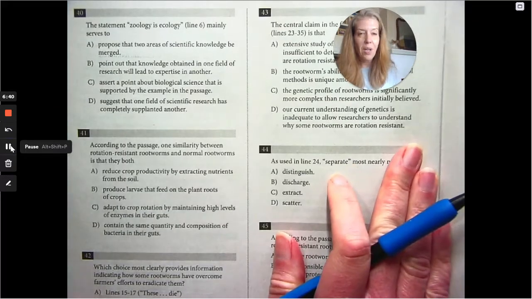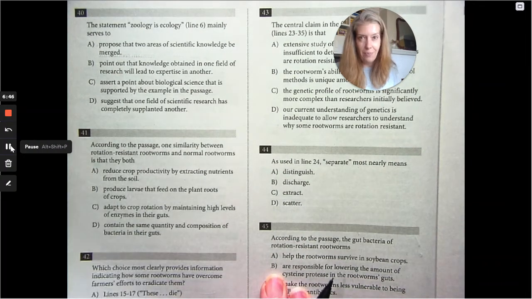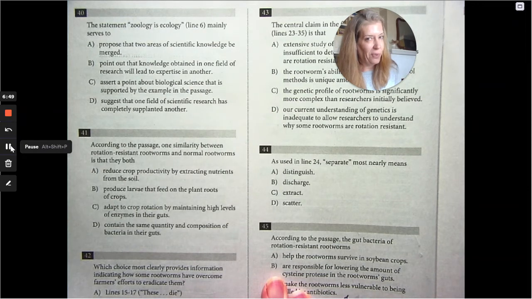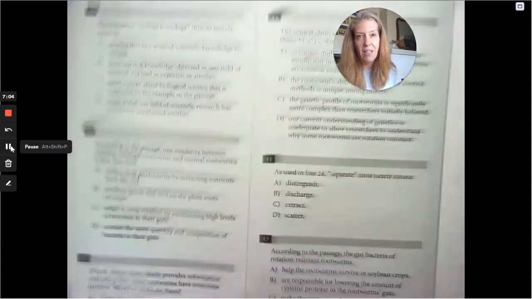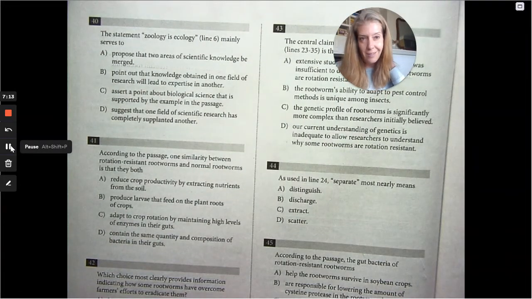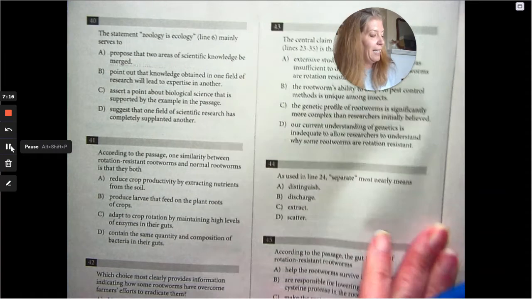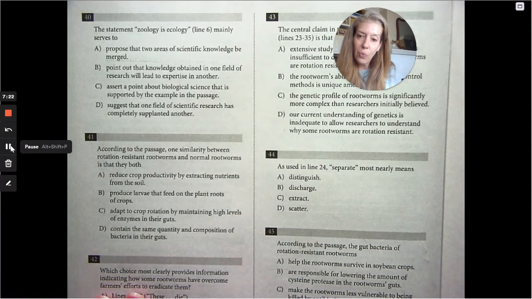All right. So when we see these kinds of questions where they're making a reference back to a line, we want to narrow it down to 2 before we even look back. Every other kid in the room is going to read this and it's such a waste of time. A statement, zoology is ecology, mainly serves to, and you're going to hear this in the room. That's because College Board gave them line 6, so they think they have to look back to line 6. 9 times out of 10, you don't have to look back. You're just wasting time. So let's try to narrow it down to 2 before we have to look back.